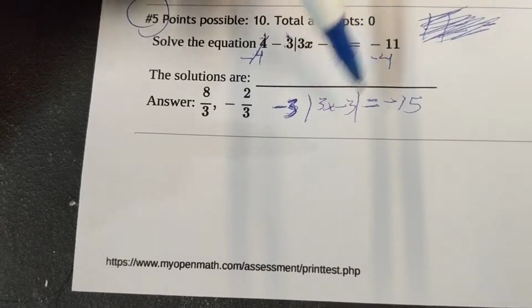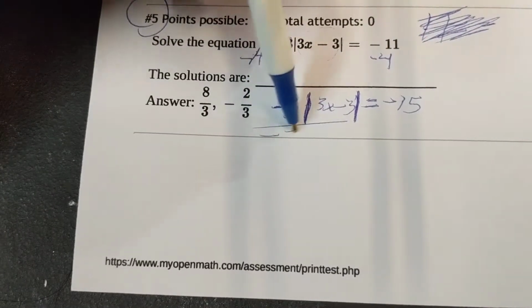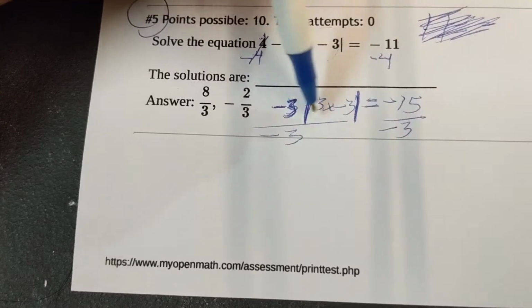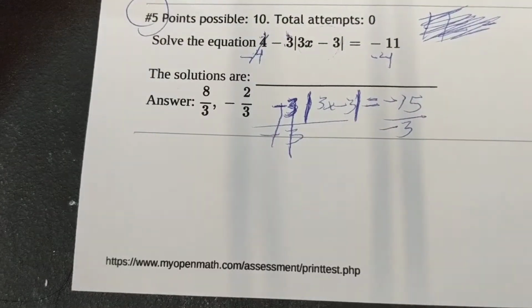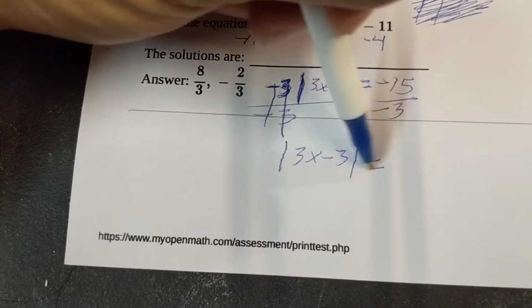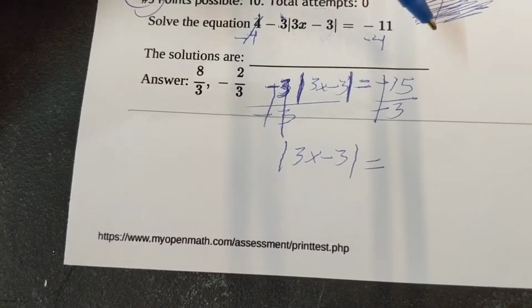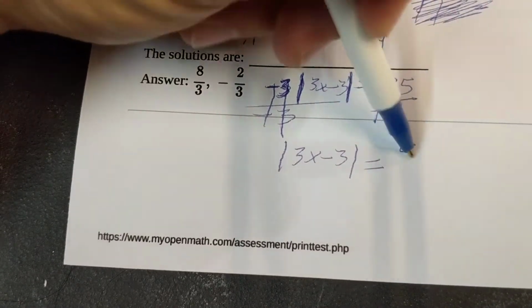That's a negative 3 there. It's not like we're subtracting it, we're multiplying it with this absolute value. So we're going to get rid of it by dividing. We'll divide both sides by negative 3. Wonderful. And now it's the absolute value of 3x minus 3 equals whatever that is. Double negatives make a positive, so we're looking at positive 5.